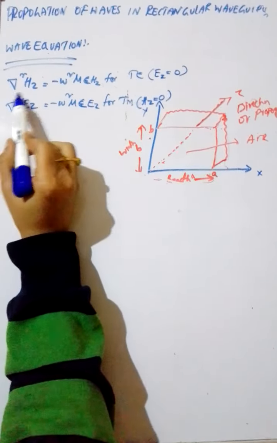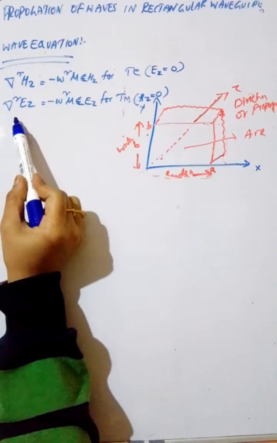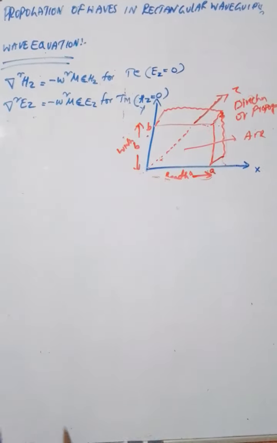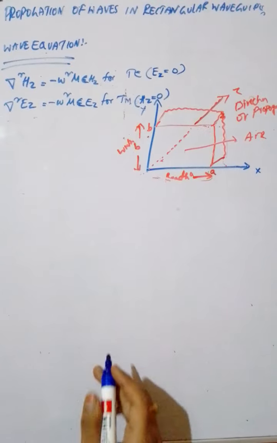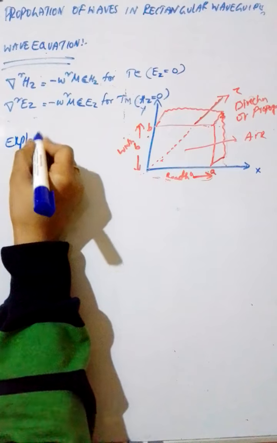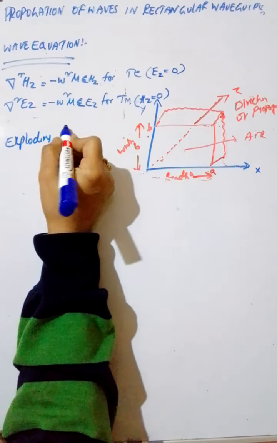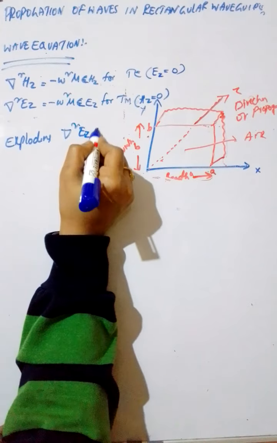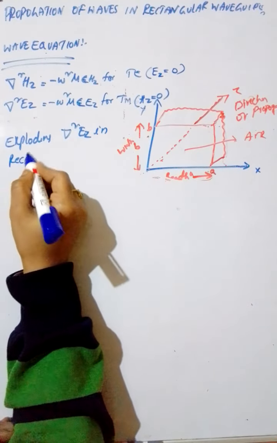For magnetic field, the electric field is 0. For electrical field, the magnetic field is 0. Now deriving the equation, and now expanding del square Ez in rectangular coordinates.